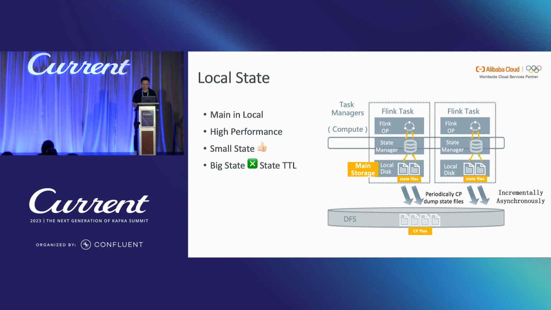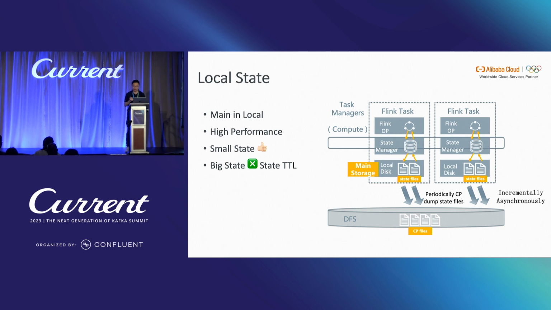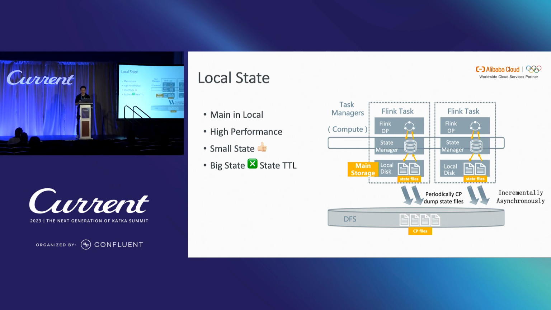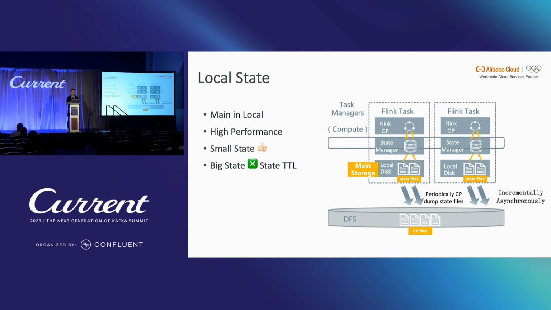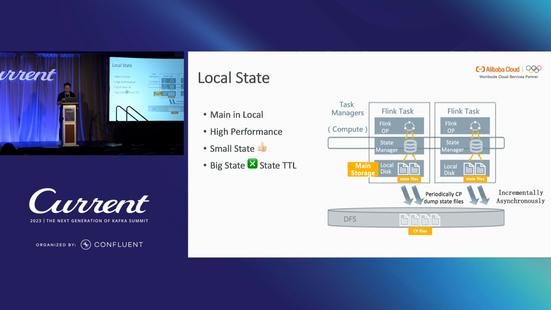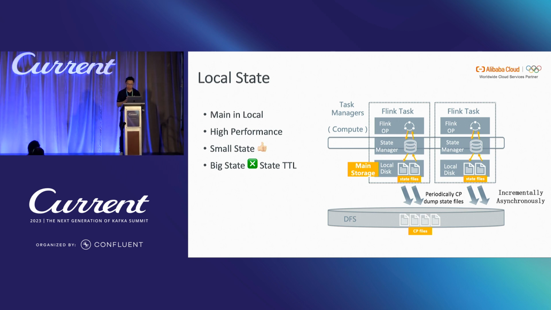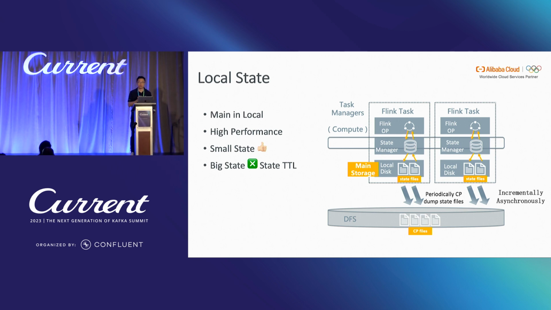But for bigger state, as your state gets bigger and bigger, you find the performance gets worse and worse. You need to rescale. If you have 10 tasks to run Flink SQL, you may need 20 tasks, so you need to rescale and use more and more resources. Or you need to configure state time to live. State time to live will bring other problems, like the result may not be correct.